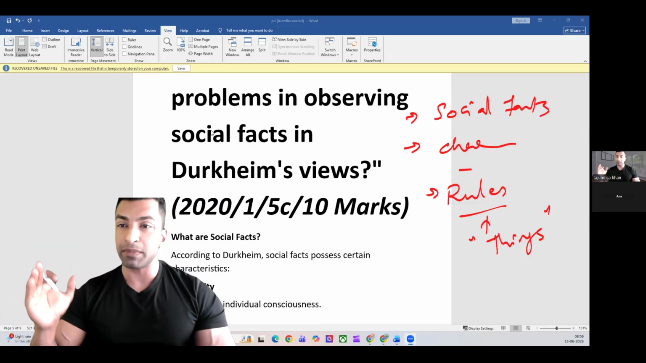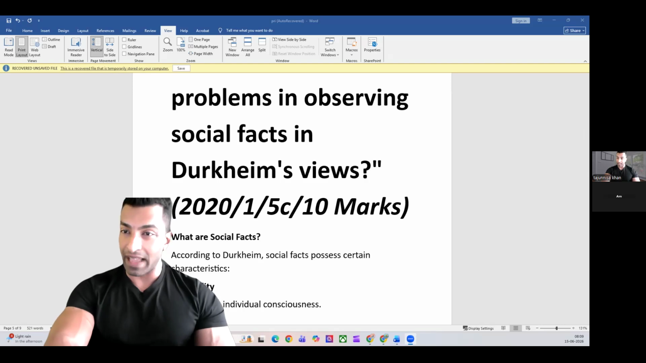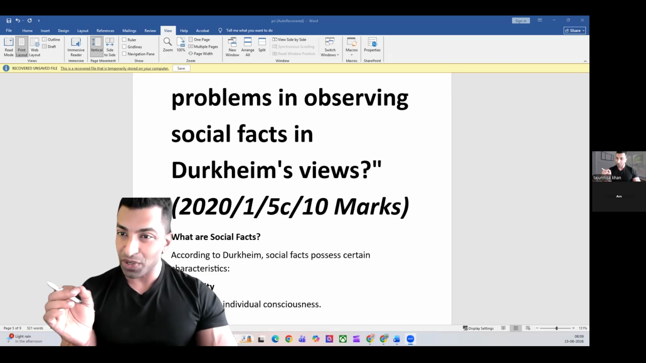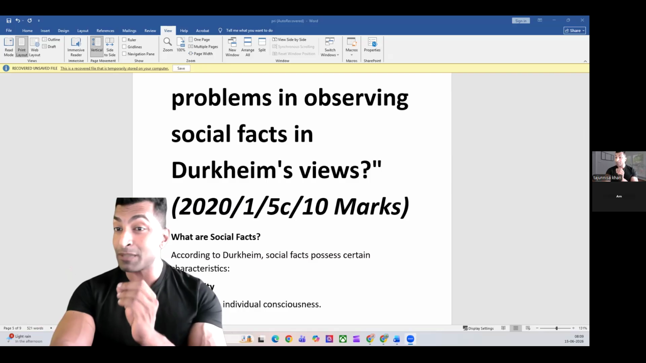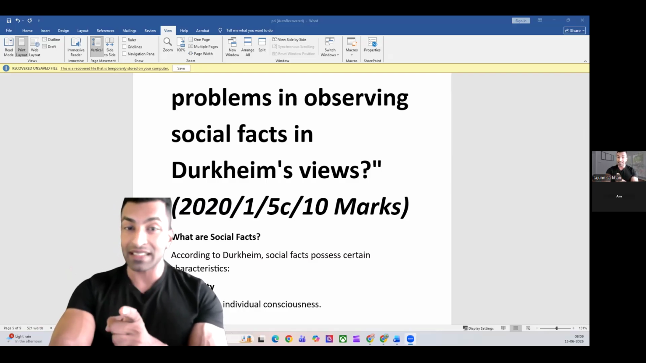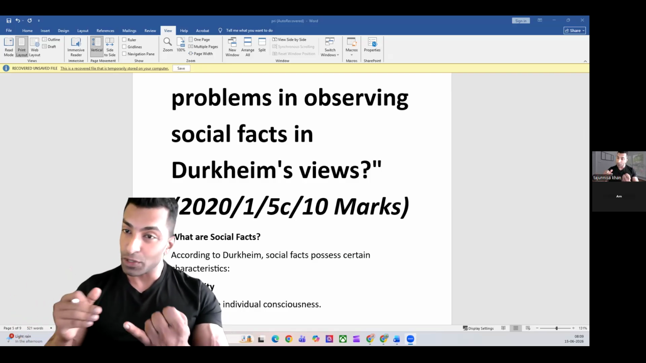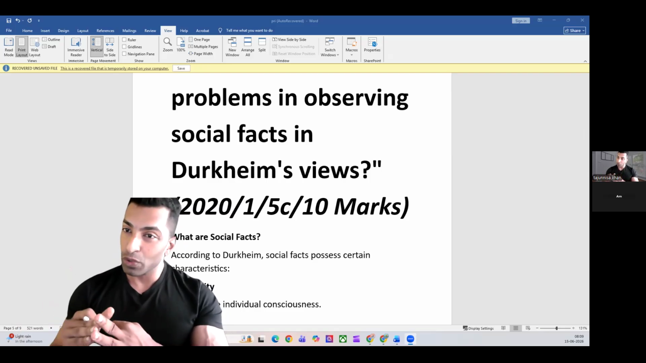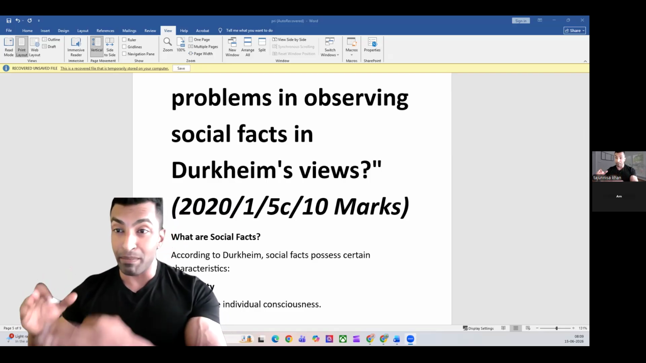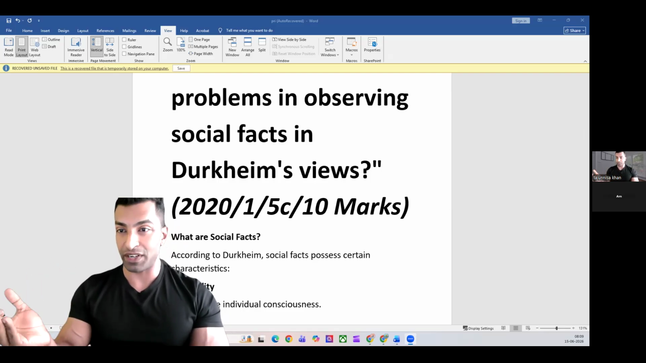What I have seen is many students start writing about social facts. They'll talk about the characteristics of social facts, and they'll also talk about the rules of studying social facts, and then they stop there. But is that what they asked? The examiner is not asking to explain social facts. The examiner is asking you to explain what are the problems in observing social facts. So social fact is required, definition is required, characteristics are required, rules of studying social facts are required, but the major content should be the problems in observing social facts.